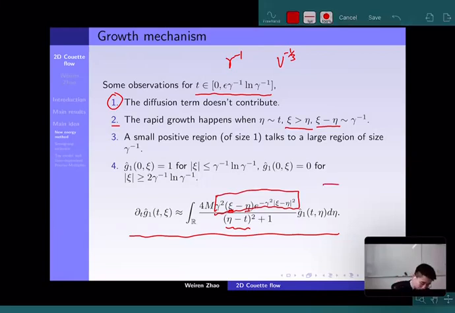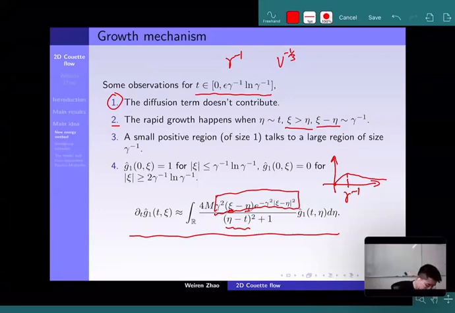This function vanishes at 0 and decays double exponentially fast at infinity. So it has some maximum point at around gamma minus 1. So we just focus on this regime.